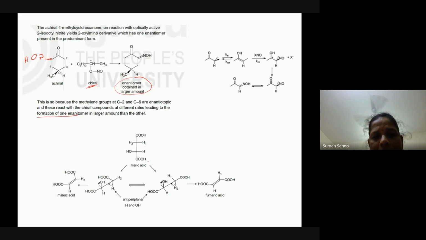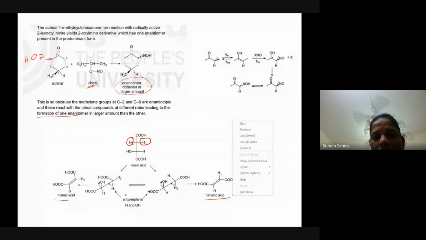But in case of your malic acid, you just see these two hydrogens. We will see whether they are diastereotopic or enantiotopic. Okay, these two hydrogens, if you just see, they are in equilibrium with each other. Sometimes it can go on this side, H2, H1. If this H1 is removed, you are getting malic acid, and if this H2 is removed, you are getting fumaric acid. So you are getting two different diastereomers.